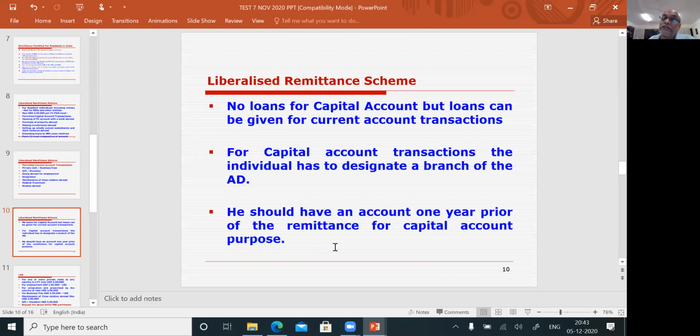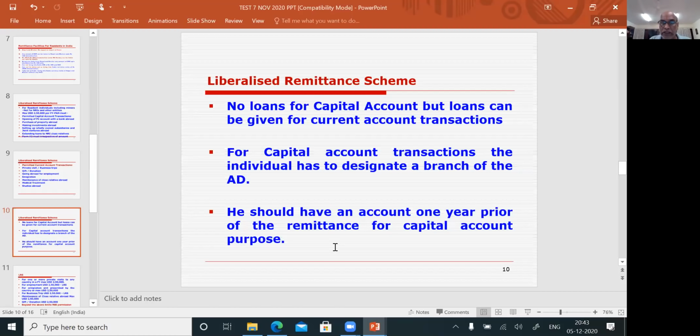Further, he is coming and asking for a loan from you. Sir, he says, my house property is there, please take it and give me a loan. You can give a loan, that depends upon your credit policy. Whether Canara Bank gives or not depends upon your credit policy. But RBI has permitted banks to give loan for current account transaction when a person wants LRS.